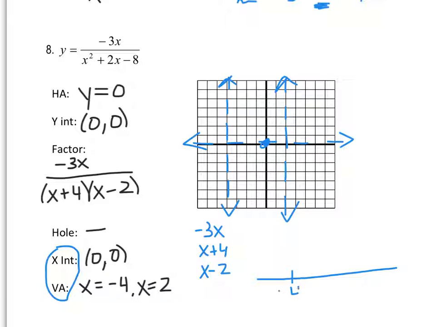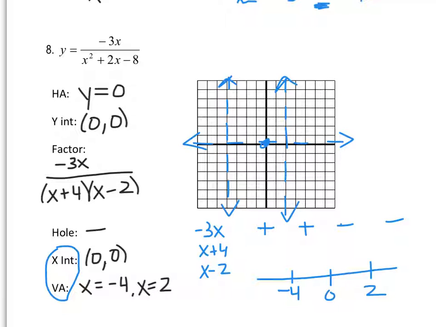They're at -4, 0, and 2. So I'm going to do the top row first. Say I have -10. -10 times -3 would be positive. Let's try -1. -1 times -3 is positive. 1 times -3 is negative. 5 times -3 is negative. I'm just choosing random numbers that are in these ranges.